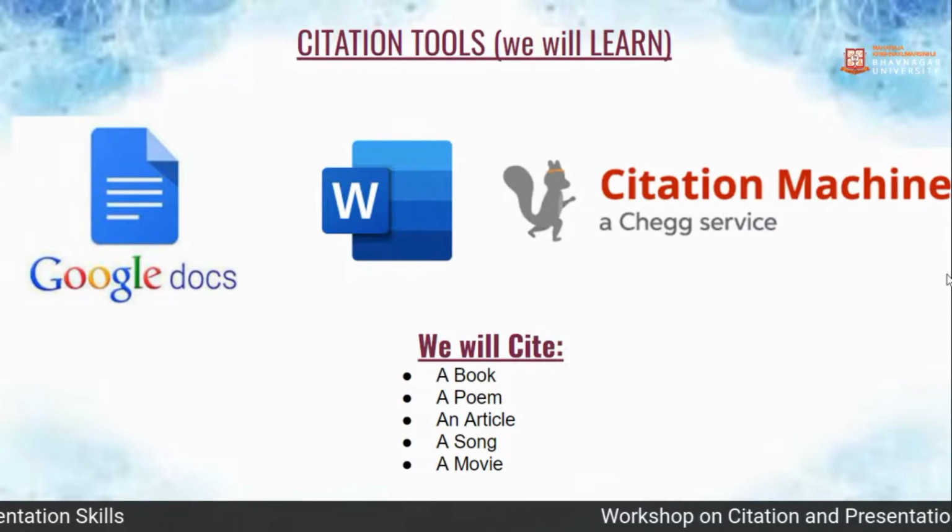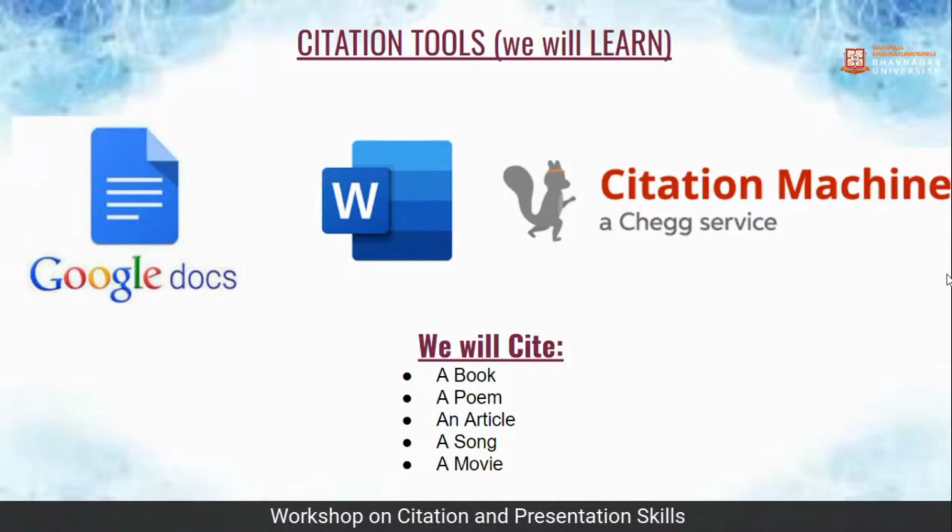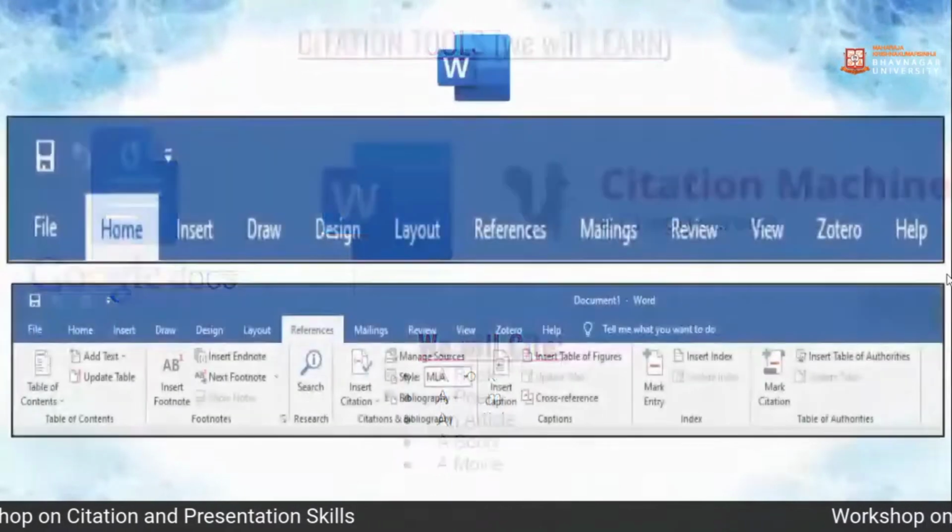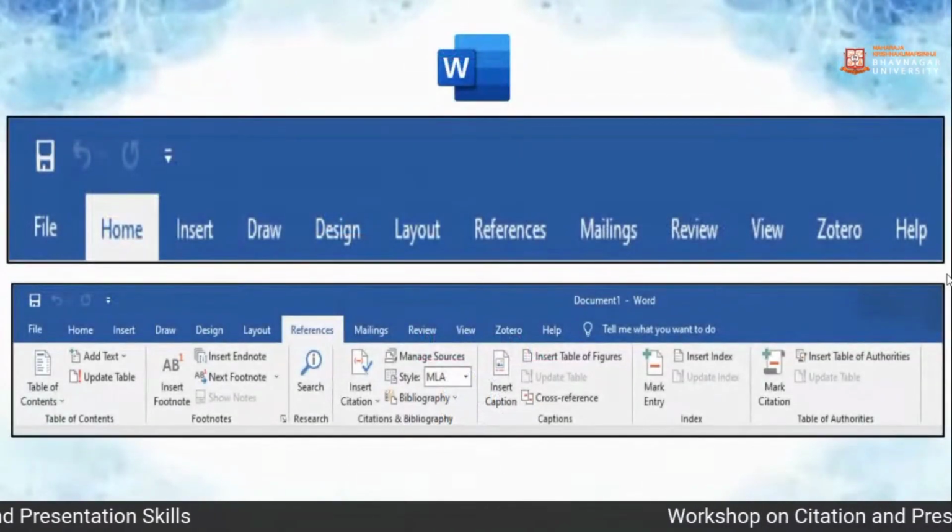I will give an example in all three sites where you can have a good citation. Then you can select what is suitable to you. Okay, we will begin with Google Docs.